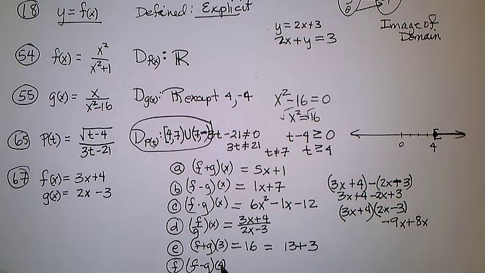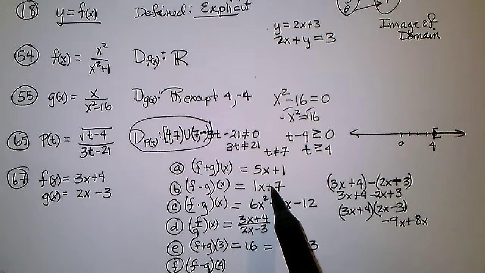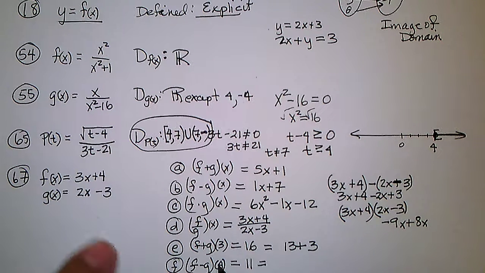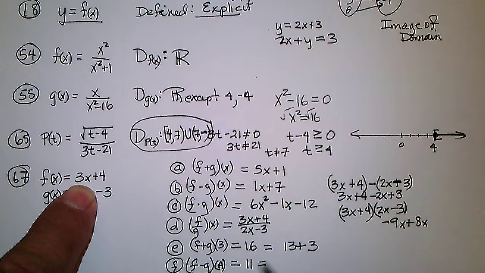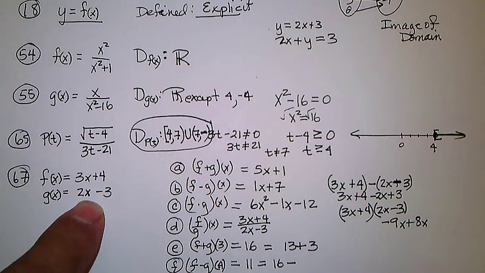And same thing with the 4. I can put 4 in here, which would be 4 plus 7, which is 11. Or I could put 4 into f. That's 12 plus 4, 16, minus 4 in there would be 8 minus 3 is 5. 16 minus 5 is 11.